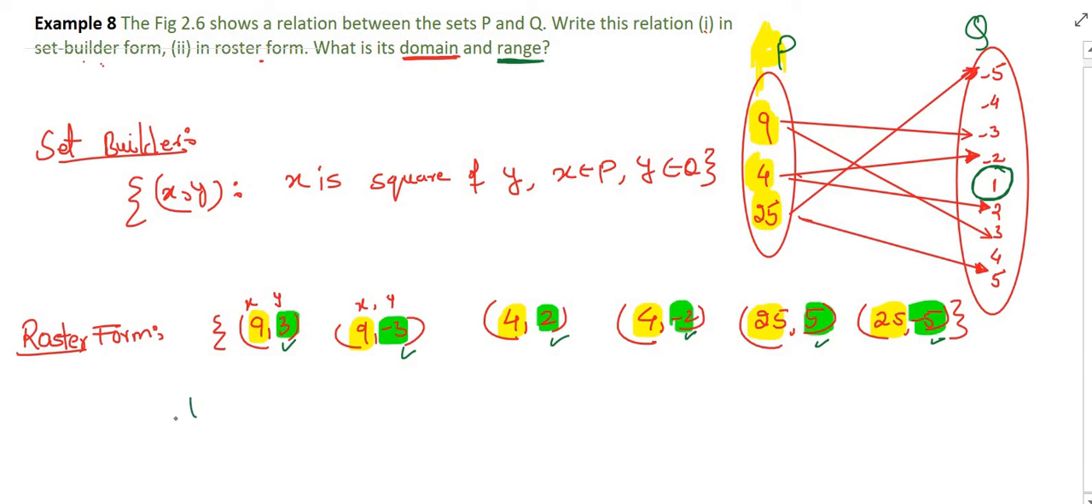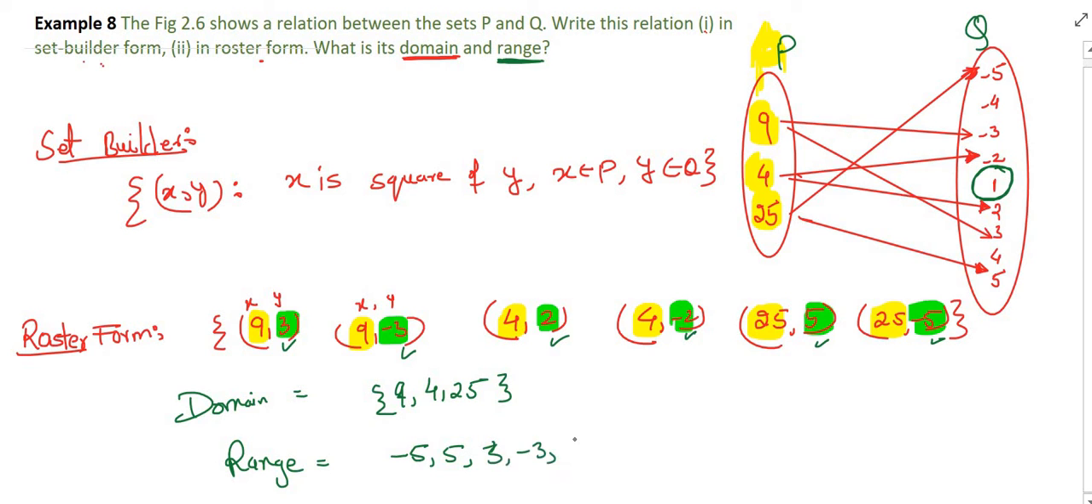So that's why I can say, guys, your domain is 9, 4, 25, and range is -5, 5, right? You can say 3, -3, 2, -2. All these elements are the range. So this is my answer. I hope you got it.